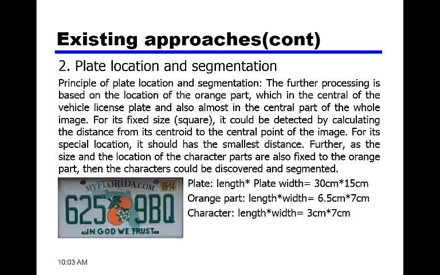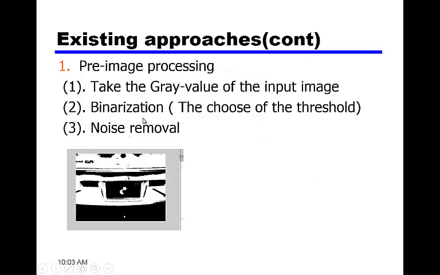Second is also the plate location and the central part of the whole image. That's why, in the last step, you could get the smallest cover square image for each united area. Further processing is based on the location and size. Here is the orange part. Several data I measured from the plate.